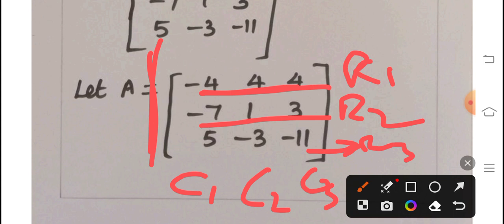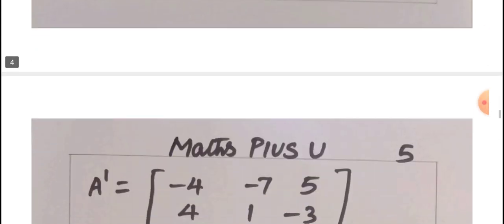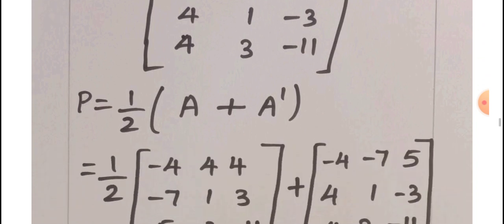Sir, R1 I will make C1, then I will make C2 become R2. Okay, sir? No, definitely not okay. Any one. A row is going to become a column, right? Yes, R1 becomes C1, R2 becomes C2, R3 becomes C3. A column becomes a row, right? That way, kindly do it and get A transpose.